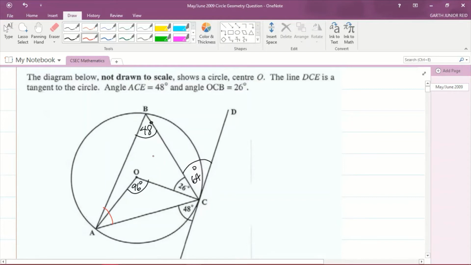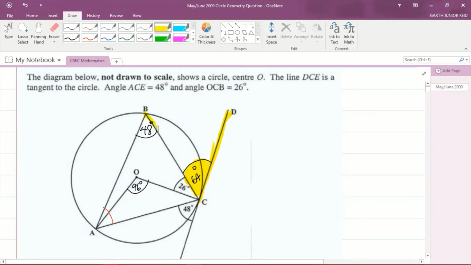Now, how would you calculate that angle? Well, let us observe this one here. The angle 64 degrees, okay, and we're going to look at the tangent here. All right, I'm just going to highlight that part of the tangent.